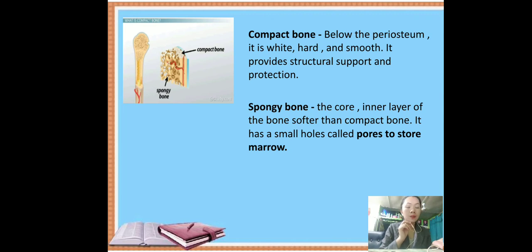Next is spongy bone. The core or the inner layer of the bone, softer than compact bone.